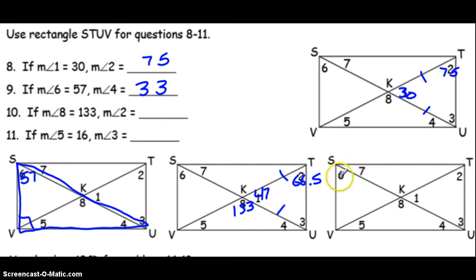For 11, if angle 5 equals 16, what's the measure of angle 3? Well, a few ways I could go about this, but the way I like to do it is remember that this is an isosceles triangle, so this is another base angle, also 16, and this whole angle here must add up to 90 because it's a rectangle. 90 minus 16 is 74, so that will be 74. And again, angle 2 is 66.5.